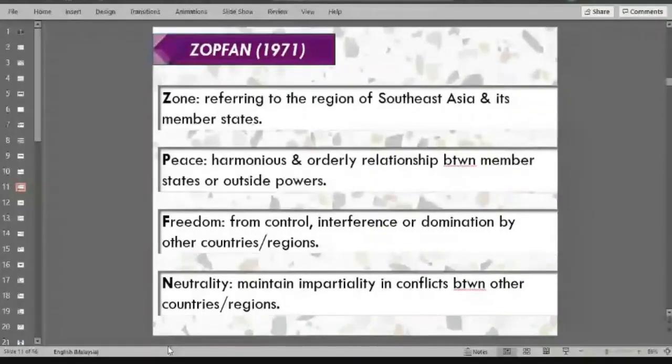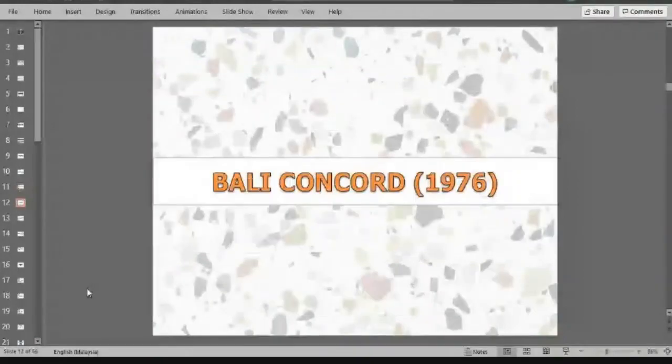Okay, next is the Bali Concord, 1976. So as we discussed in chapter 3, the Bali Concord, or the Declaration of ASEAN Concord, 1976 was the first document to elaborate on ASEAN's initiatives to enhance their regional integration, which covers the three areas of political security, economy, and social culture. So in this part, we'll look at what ASEAN had planned in the Bali Concord when it comes to political cooperation.